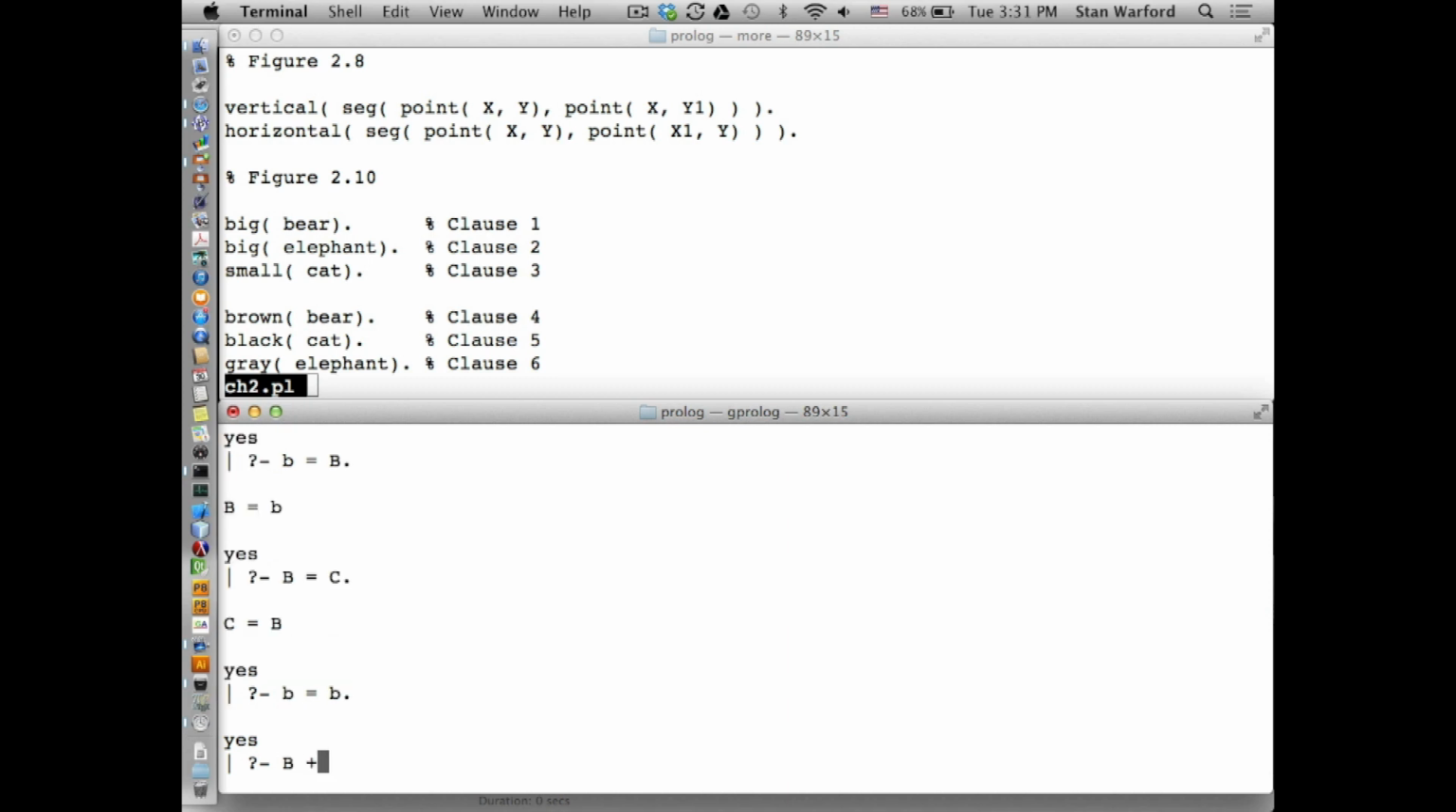What do you think? Capital B match capital B? Why the heck not? It's just true. It matches itself. A variable matches itself. But any two variables match. Oh, these were excellent. I was going to demo those, but you guys did.